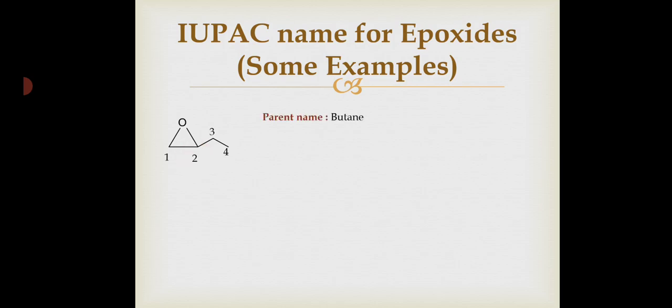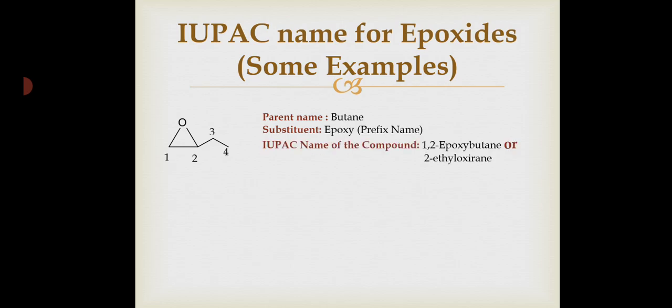So the parent name is butane because it has 4 carbons. It is a 4-carbon chain, and so the parent name is butane. The substituent is epoxy because it is an ether, and ether always behaves as a substituent and comes as a prefix name. So where is this epoxy group situated? This epoxy group is situated at the 1 and 2 position. So guess what will be the name of this compound? The name of the compound is 1,2-epoxybutane.